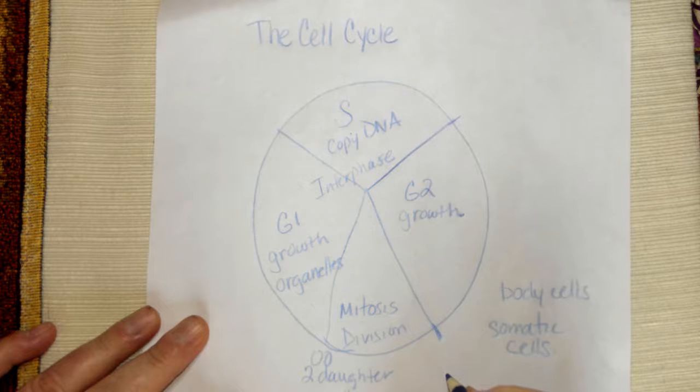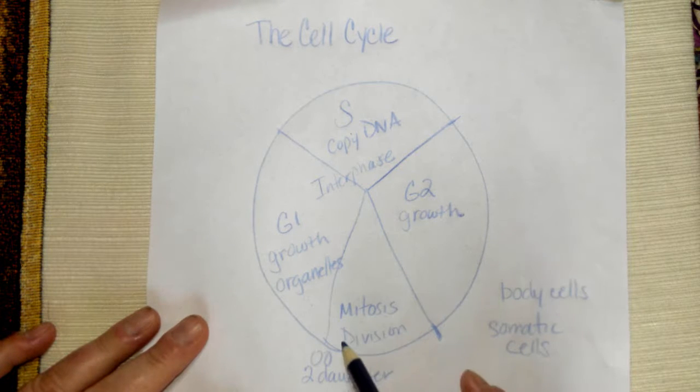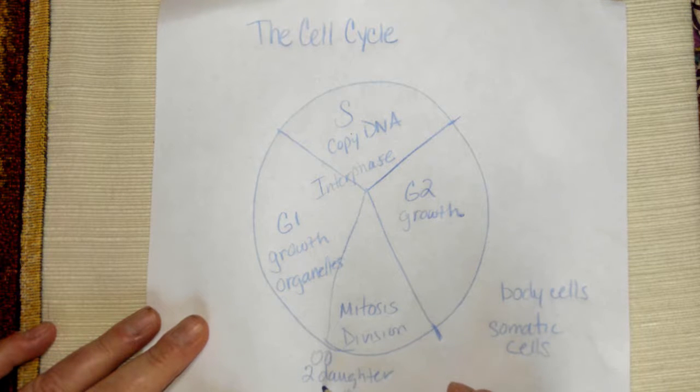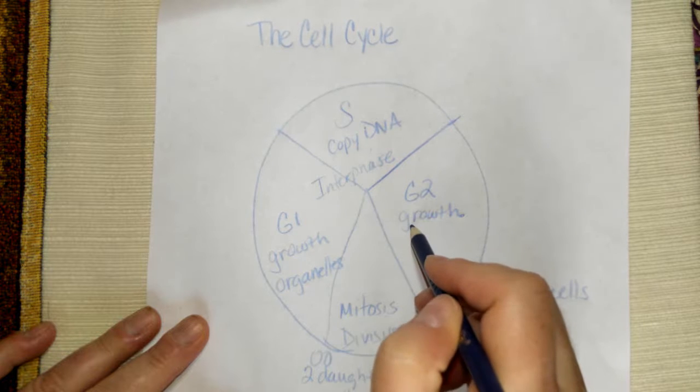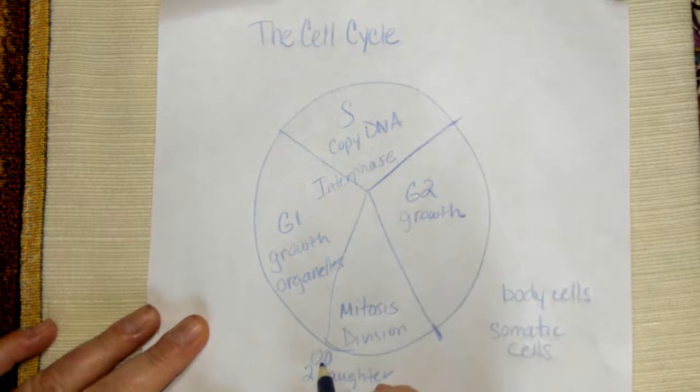And we'll talk about the steps of mitosis in the next video. But when a cell goes through those steps of mitosis, again, you end up with two identical daughter cells. Because you duplicated the DNA here and did enough growing here and here, there's enough material to make two identical cells.